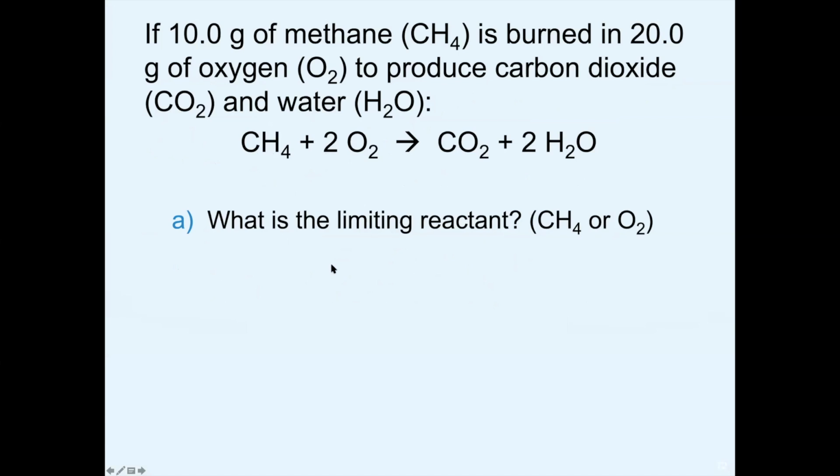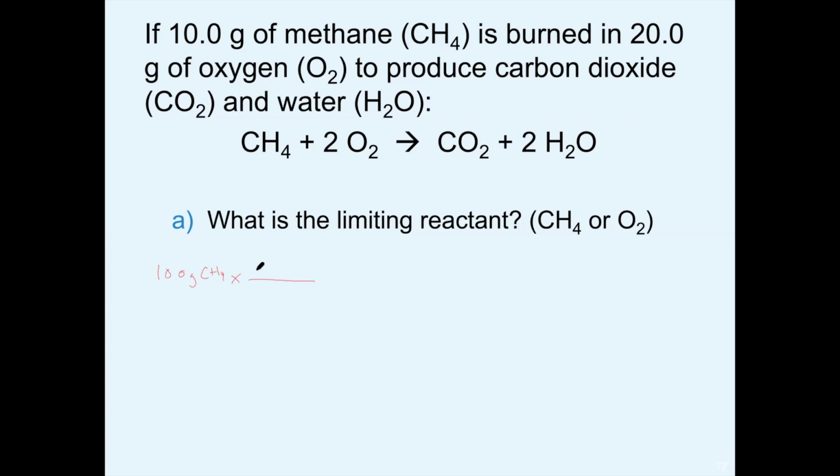Once again, the way I figure this out is I start with the amount of each reactant that I have and, using stoichiometry, figure out which one results in the least amount of product. So we'll start with the methane. We have 10 grams of CH4. The first thing I want to do is convert that into moles.